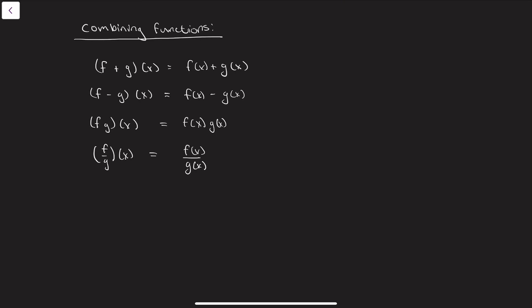So let's say, for example, I have f of x is equal to x squared plus 2 and g of x is equal to x. Then we can say f plus g of x is just equal to x squared plus 2 plus x, meaning x squared plus x plus 2. So very straightforward, it's not very complicated.